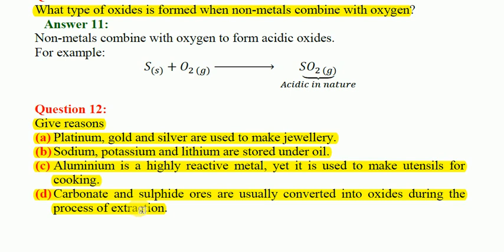Once again, repeating the points. First, platinum, gold and silver are used for making jewelry. Why are we using them for making jewelry? Next, why are sodium, potassium and lithium stored under oil? Next, even though aluminum is highly reactive, why are aluminum vessels used in daily life? Next, why do we take carbonate ores and sulfide ores? Carbonate ores undergo calcination, and sulfide ores undergo roasting. By this process they are converted to metal oxides. Why do we want to convert these ores into metal oxides?